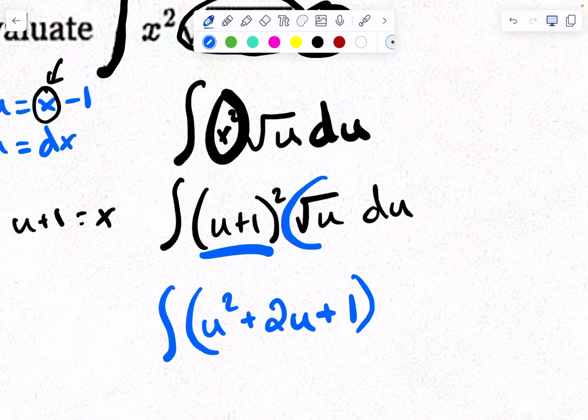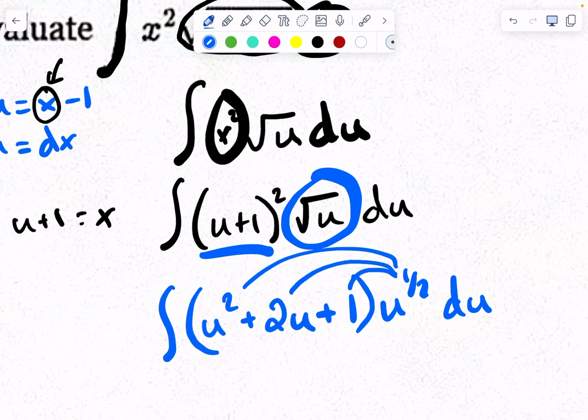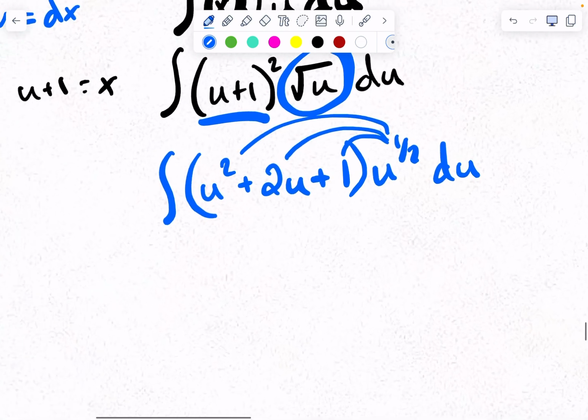And then, what is this guy? Times u to the 1/2. U to the 1/2. Now what do we do? Distribute it. Distribute the u to the 1/2 power. What happens when you distribute? What do you do with your exponents?